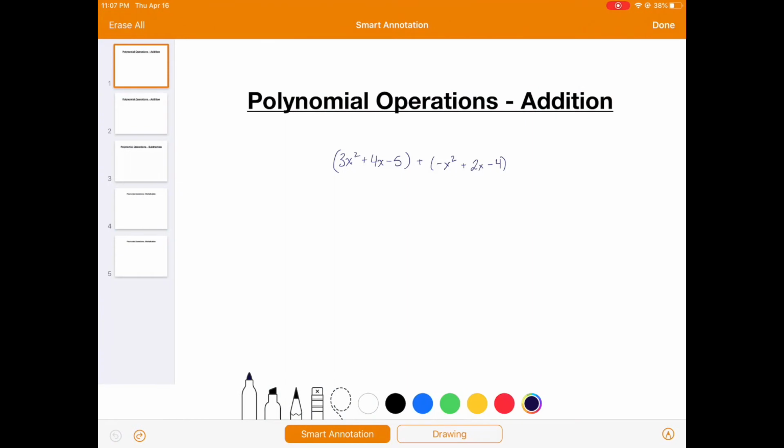In this video, we are going to take a look at the different polynomial operations. These operations are going to include addition, subtraction, and multiplication. We're first going to look at addition. I think this is probably the easiest one of the three.